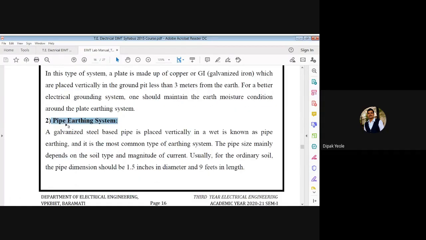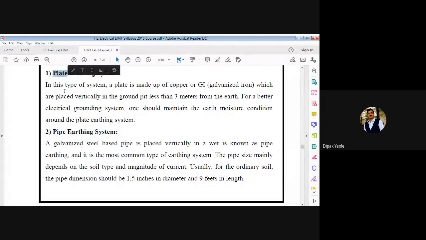Now what is the pipe earthing? Obviously we have to replace this plate by pipe. Yes. And a galvanized steel based pipe placed vertically in the ground is known as pipe earthing. It is the most common type of earthing system.